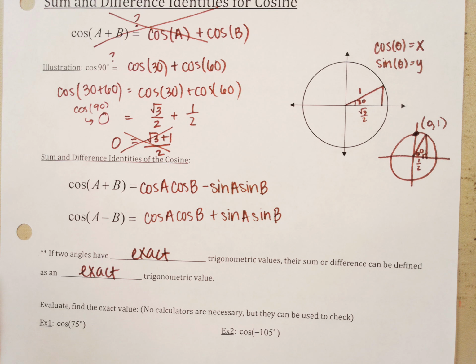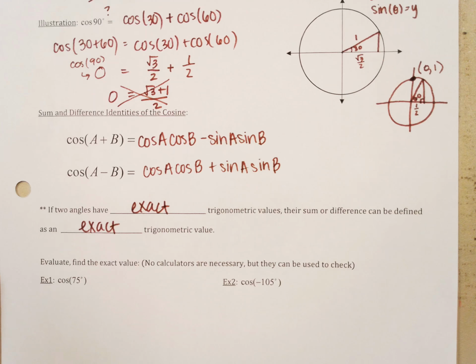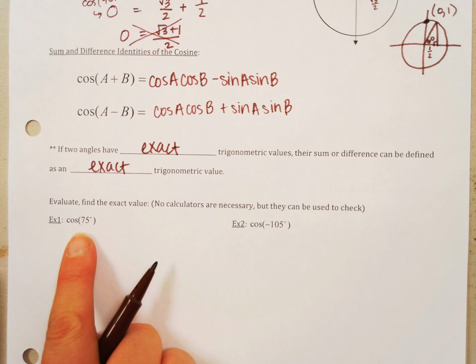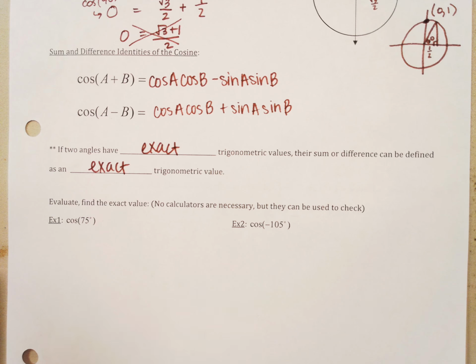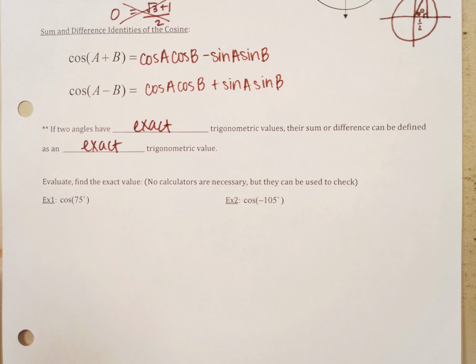We can't just evaluate these things. We have to see if there is any way that we can play around with these numbers a little bit to come up with things that we know, and then see if we can find an exact value on our function. So what I mean by that is we're going to find the exact values of both these things. That means we can break our 75 or our negative 105 down into two different angles that we know appear on our unit circle, two different 30, 60, 45 degree angles that would work.